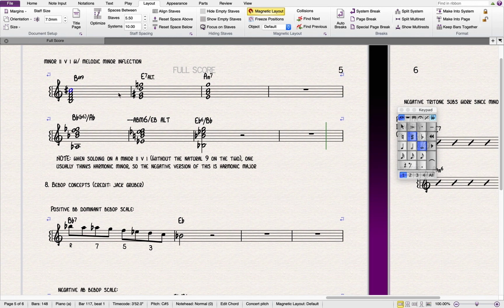So that means if you take the inverse of harmonic minor, or the negative of harmonic minor, we end up with harmonic major. So over this chord progression, which sounds kind of like this, we would play harmonic major, E flat harmonic major. So that's kind of a cool scale to mess around with.